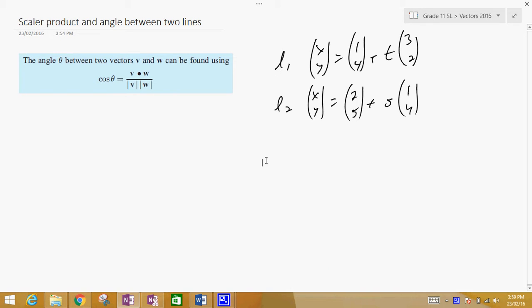Today we're going to be looking at the scalar product and the angle between two lines. If we are trying to find the angle between two lines, so for instance, we've got these two lines and we're trying to find the angle between the two, we have this lovely little formula that says cosine theta equals v dot w divided by the magnitude of v and the magnitude of w.